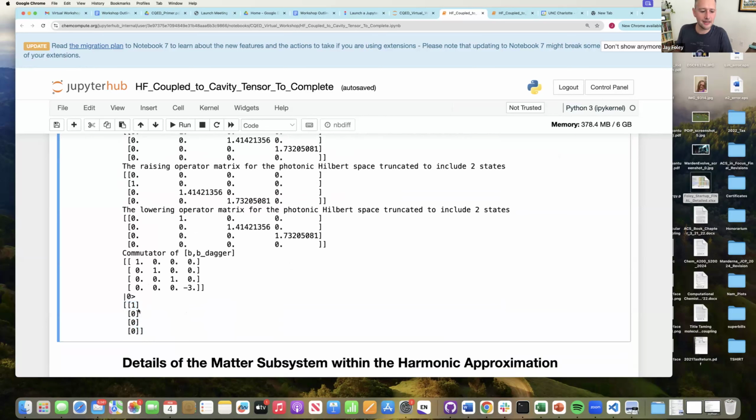So what does this mean? This is a weight on my different basis states: basis state 0, basis state 1, basis state 2, basis state 3. Basis state 0 has weight 1, basis state 1 has weight 0, basis state 2 has weight 0, basis state 3 has weight 0. Okay, so this is the zero ket for the cavity.